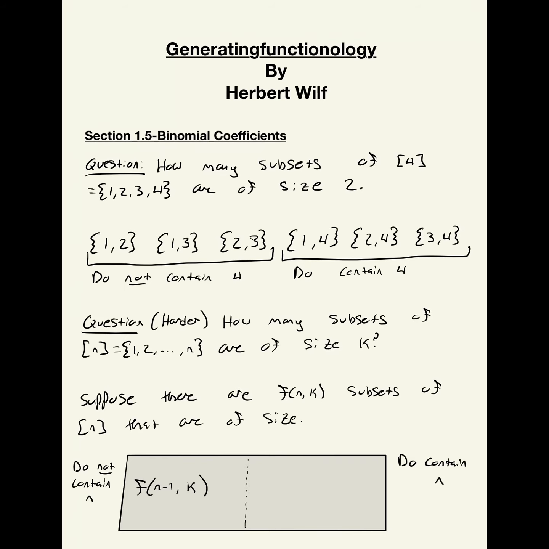Whereas if we go to the right-hand side, we know that n will be in every single subset. So it's true that we still only need to choose from n minus 1 things, because n we're not going to repeat. But since n is chosen and is in every single subset, we only need to choose k minus 1 more things to complete that subset.